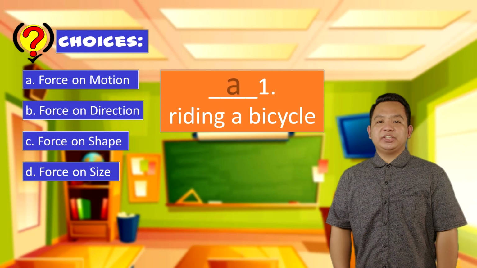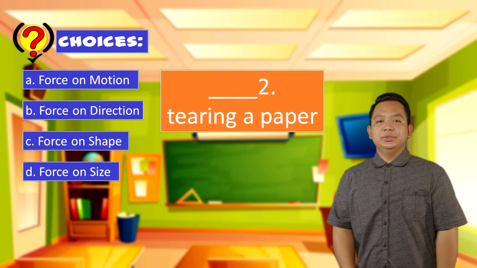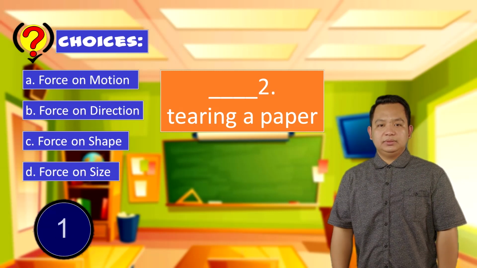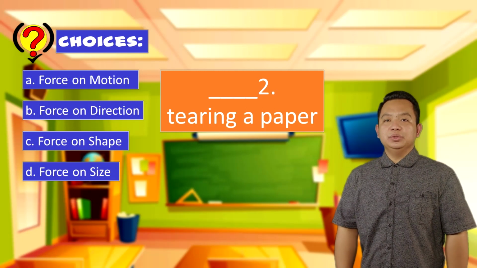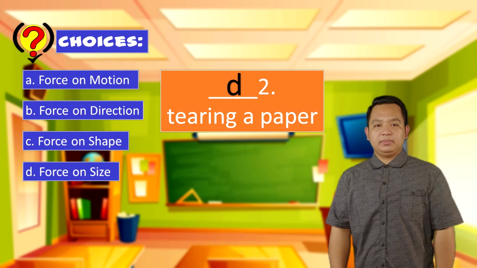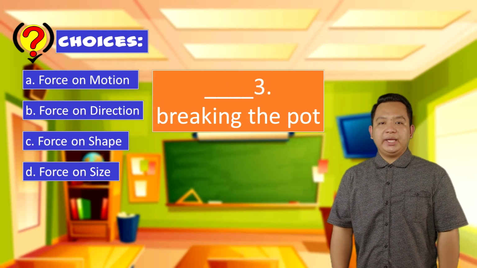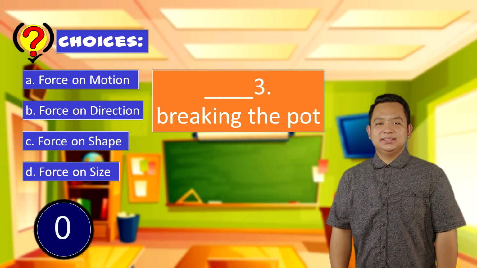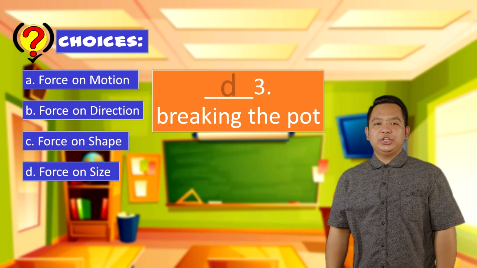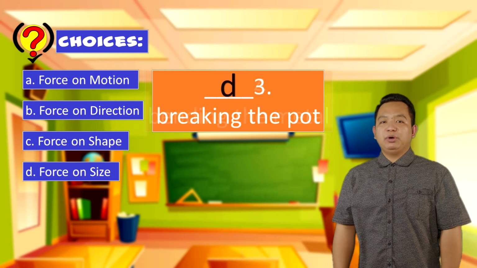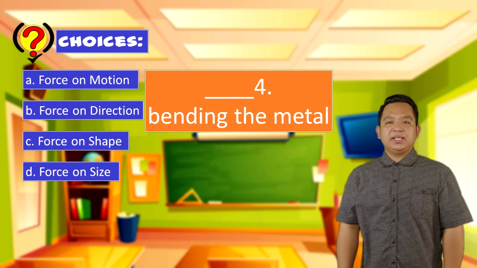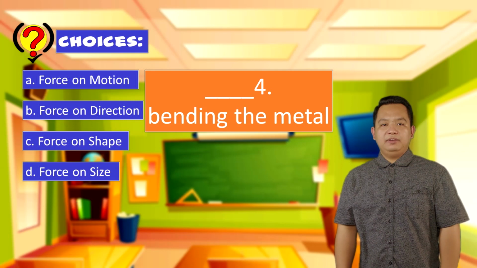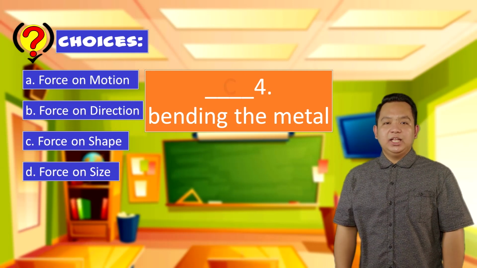Correct. It's letter A. Number 2, tearing a paper. Very good. It's letter D. Number 3, breaking the pot. Correct. The answer is letter D. Number 4, bending the metal. Fantastic! The answer is letter C.